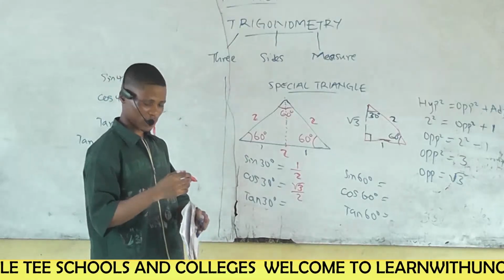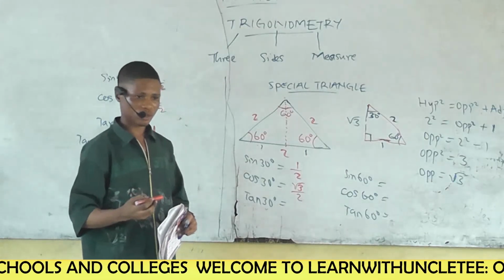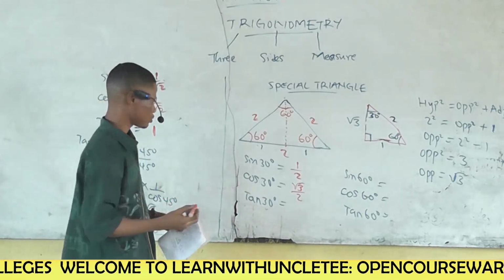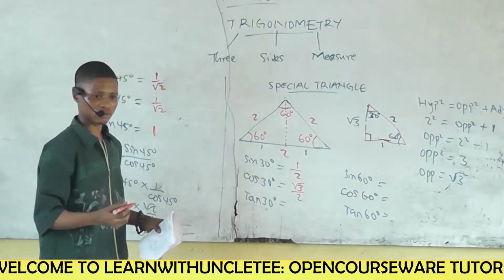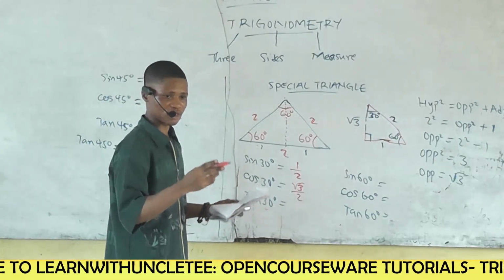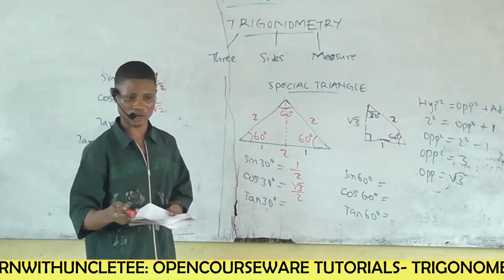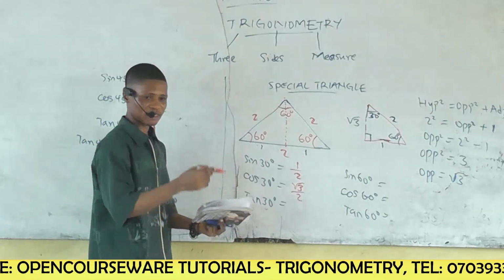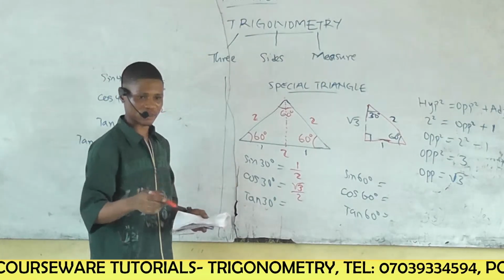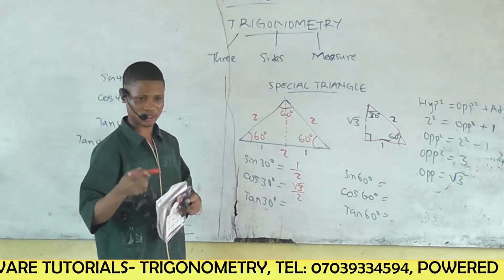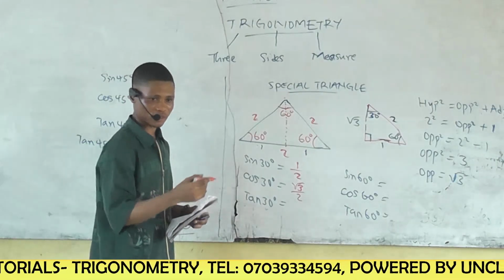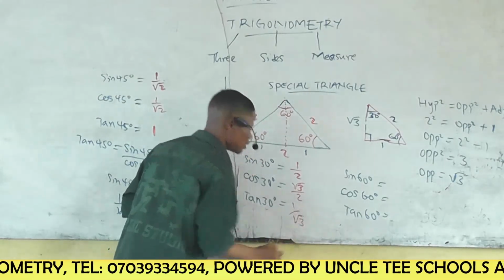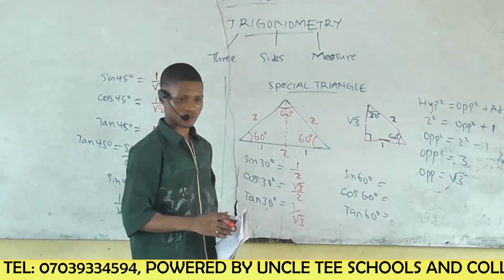Okay, someone should tell me the answer for tan 30 degree. It will be 1 over root 3. That is, you multiply sine theta by the reciprocal of cos theta. Okay? That means you are multiplying sine 30 degree by the reciprocal of cos 30 degree, which gives 1 over root 3. You are getting it right?